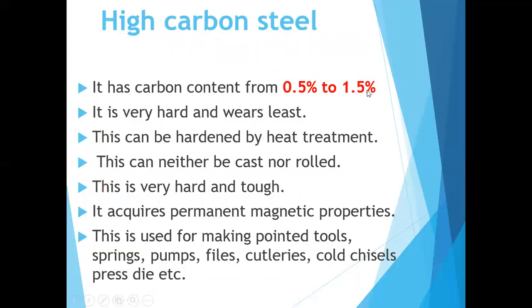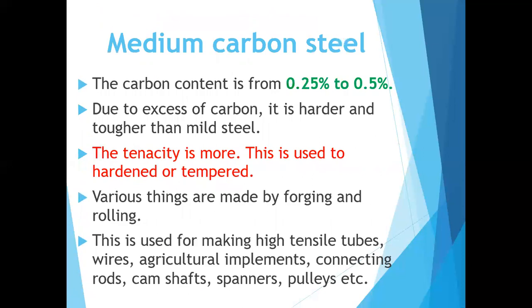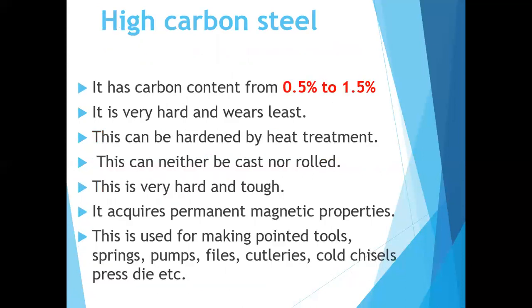So the first class is 0.15 to 0.25, which is low carbon steel. Okay, 0.25 to 0.5 is medium carbon steel. 0.5 to 1.5 is high carbon steel. It is very hard and wears the least.